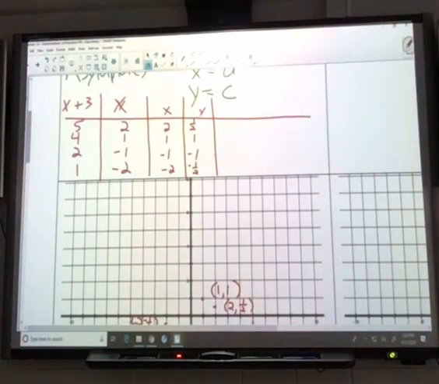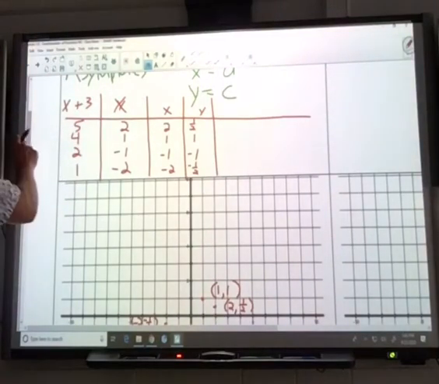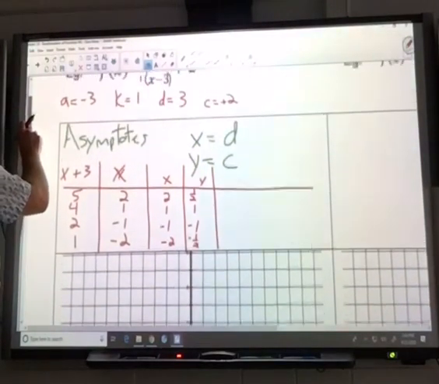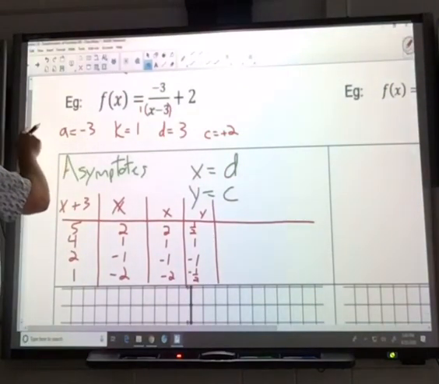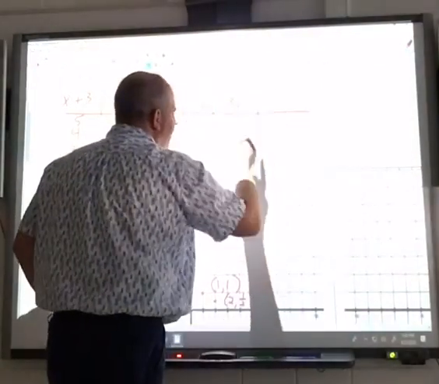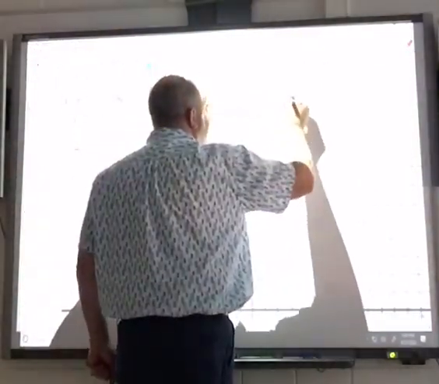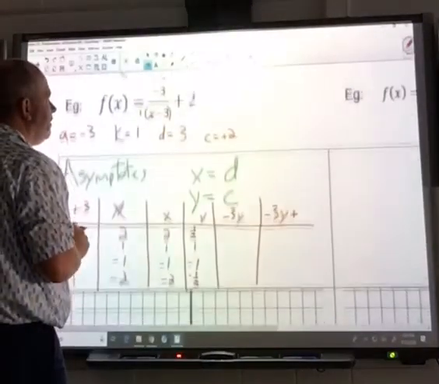Okay? And so those are my final x values. Now I have to do my final y values. There's a little bit more going on here. Okay? A is a negative 3, so I have to multiply by negative 3. So this is going to be negative 3y. And then finally it's going to be negative 3y plus, or minus? Plus 2.